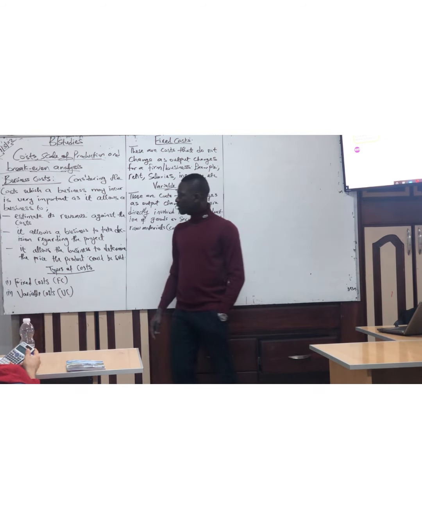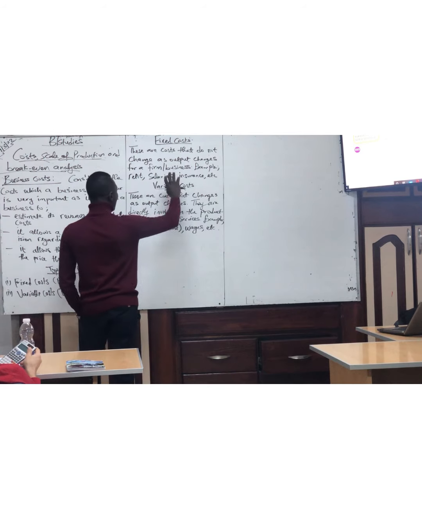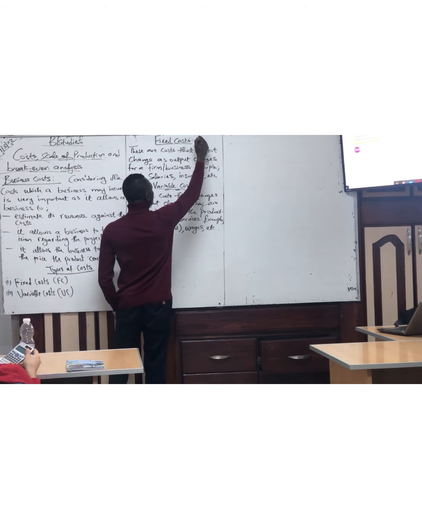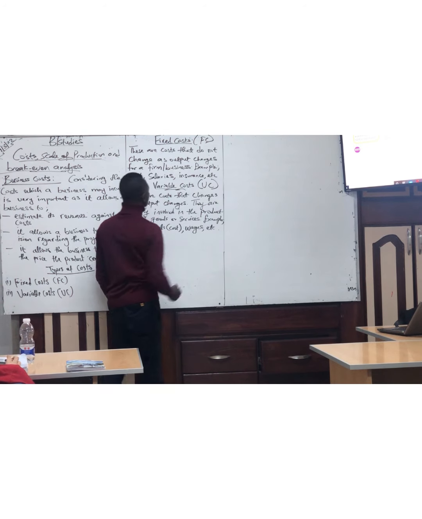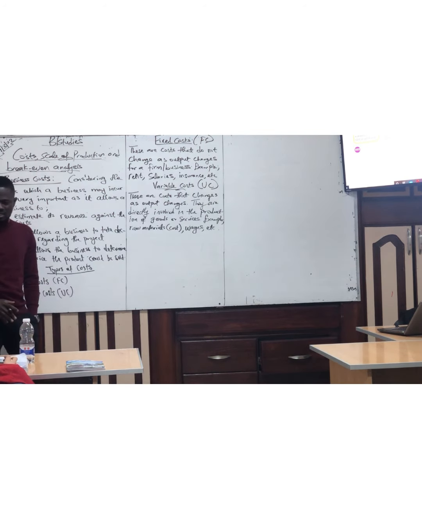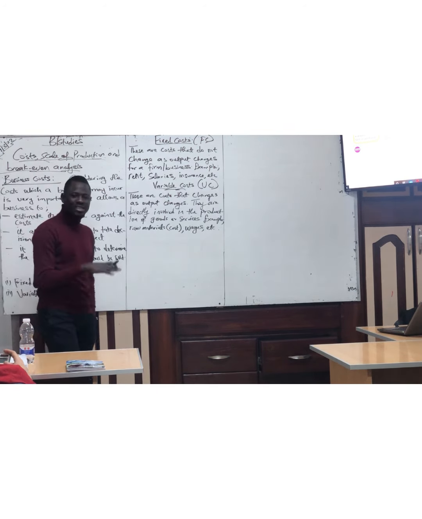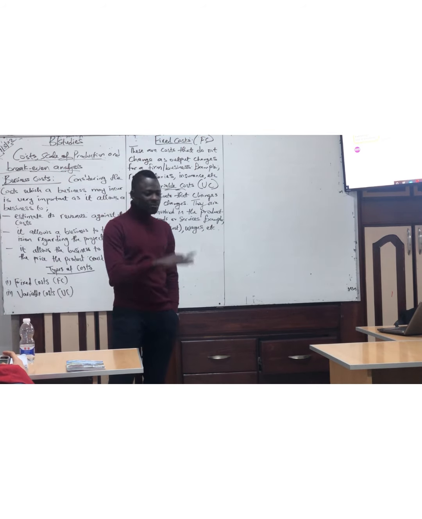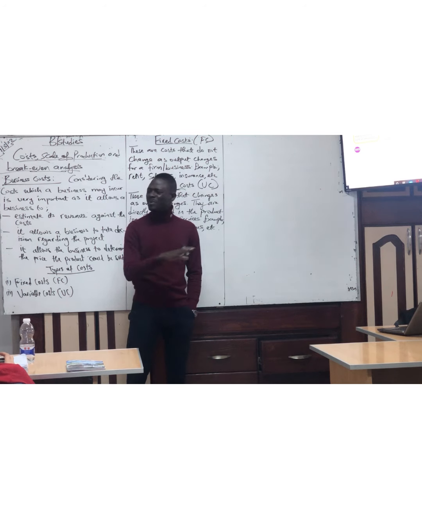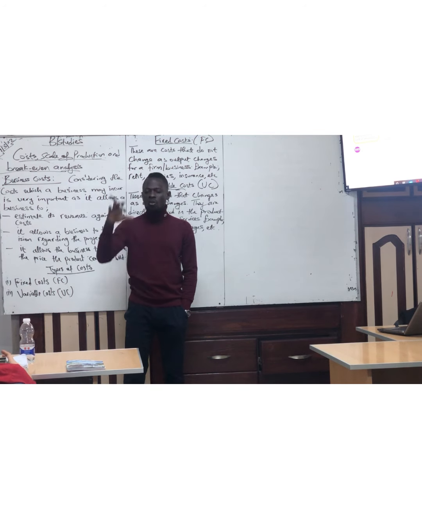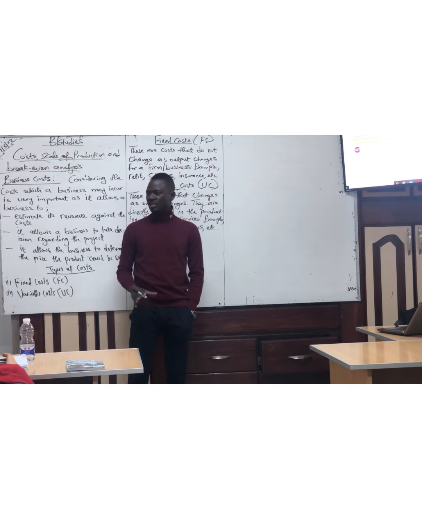Is it clear? Yes. So we have types of cost. We have the fixed cost, which is FC, and the variable cost, which is VC. So what is a fixed cost? A fixed cost is a cost that does not change, even if the output changes. So these costs are constant. Irrespective of whatever might happen, we have to incur this cost. They do not change. You get me?